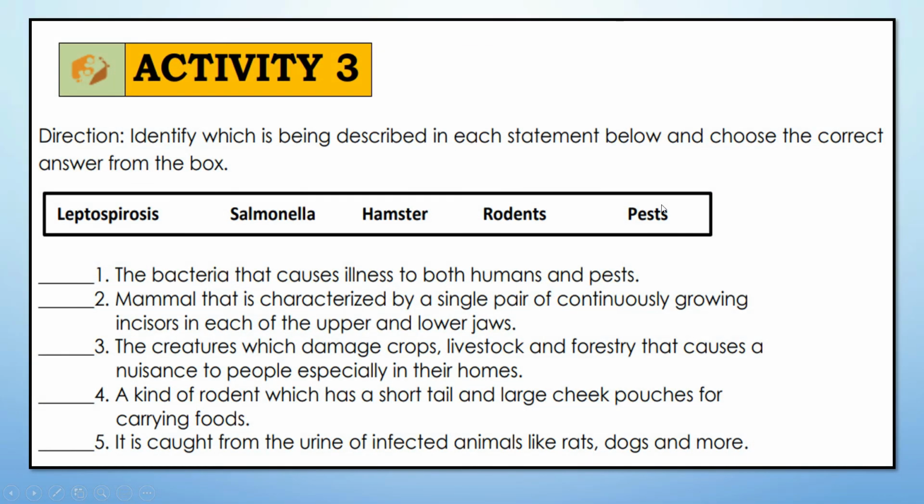In activity 3, the direction is identify which is being described in each statement below and choose the correct answer from the box. So you're going to read the definition of the following choices inside the box here, and the words that you are going to choose are the following: leptospirosis, salmonella, hamster, rodents, and pests. In order for you to answer this correctly, all you need to do is to read the definition of each and look for the right answer.